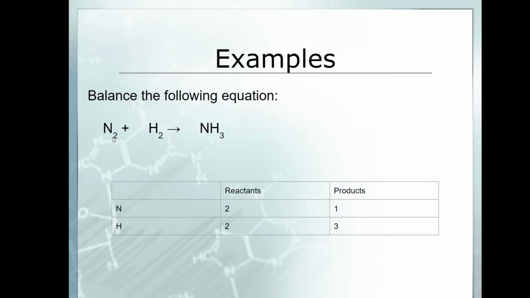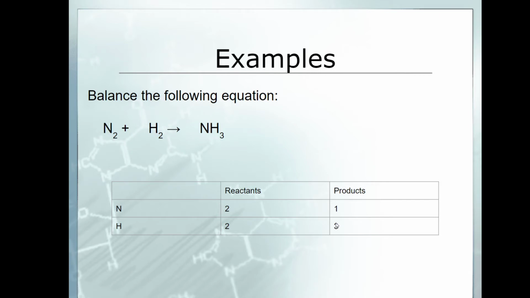So what I like to do is start off by just assuming there's one of everything and make a table like this. So if we assume there's one of each of these molecules and we're looking at our reactants, we would have N2 means we have 2 nitrogens, and H2 means we have 2 hydrogens. Okay, so that's on the left side of the arrow. On the right side of the arrow, in our products, we've got NH3. So that's 1 nitrogen and 3 hydrogens.